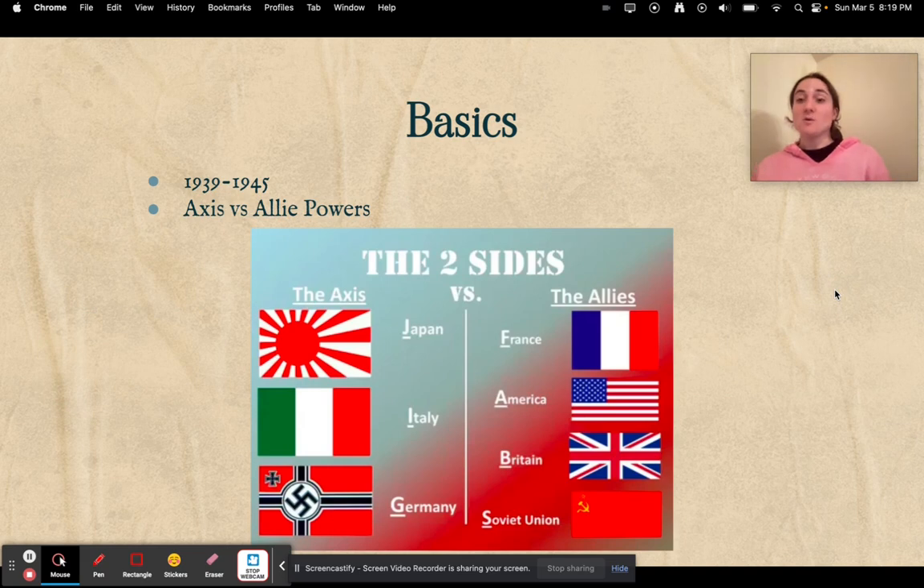All right, so World War II was between 1939 and 1945. There were two sides: the Axis and the Allied powers. The Axis powers were Japan, Italy, and Germany, while the Allies were France, America, Britain, and the Soviet Union, also called the USSR, and today we just kind of call them Russia.